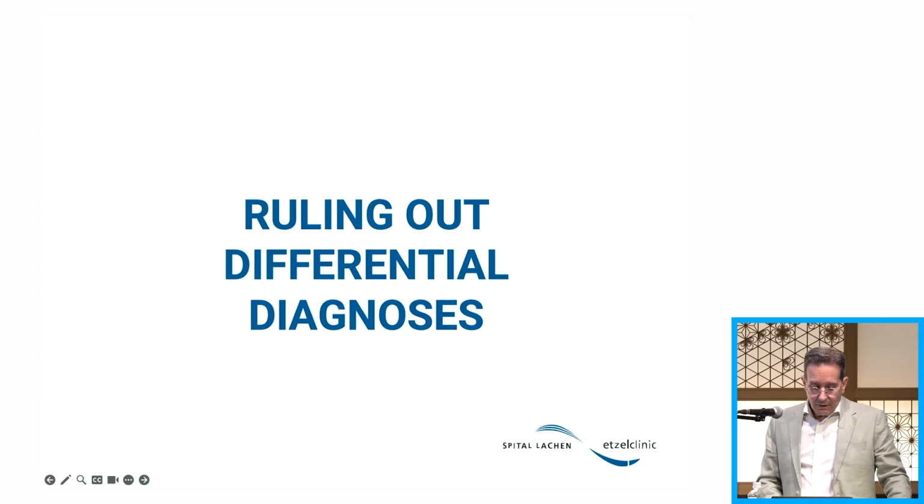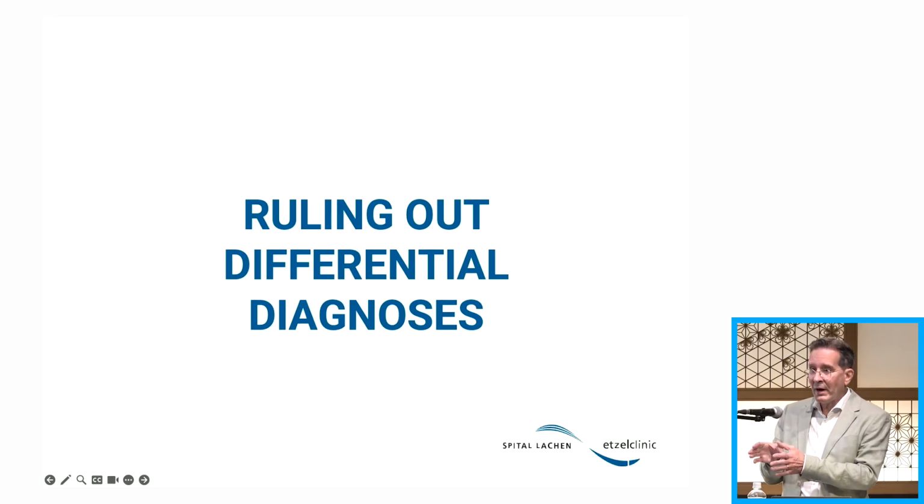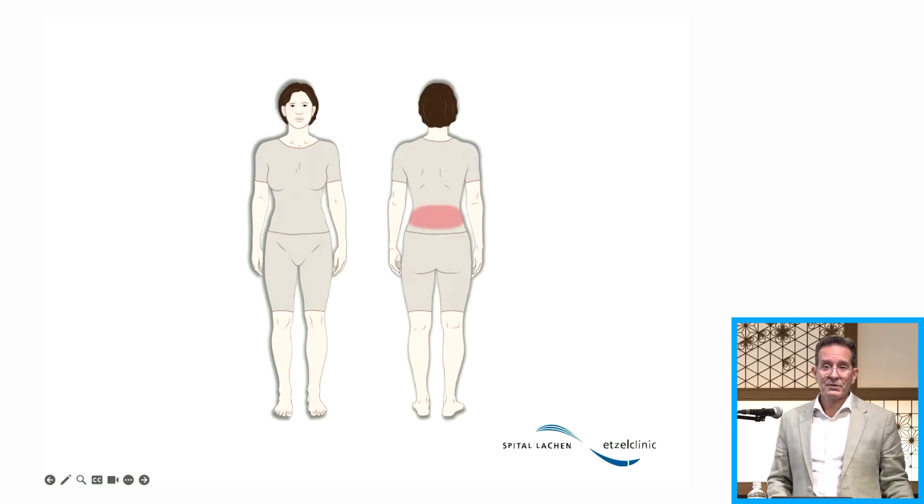So a lot of work that we do is ruling out differential diagnosis. And how do we do that? We have a screening test. We know it might be the SI joint. We have a specific combined intra- and extra-articular infiltration that proves the region is probably the region that hurts the patient. But we still need to come back to the pictures we showed before and rule out all other things.